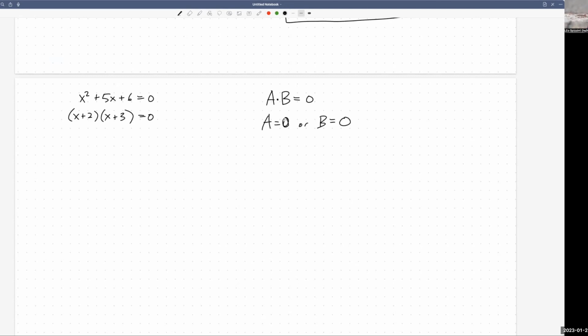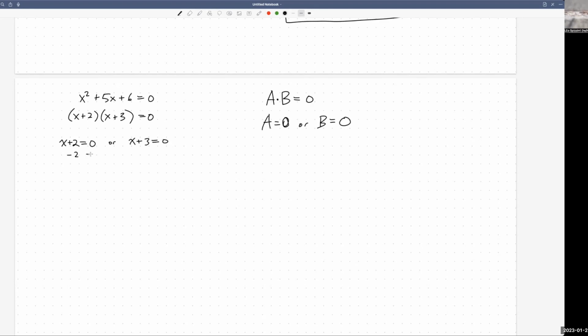We always have an inclusive or, unless I say otherwise, but if I just use or casually, I mean inclusive. So it could be the case that both of them are 0, but at least one of them is 0, okay? So in the case of this equation, that means that we have to have x + 2 equal to 0, or x + 3 equal to 0.